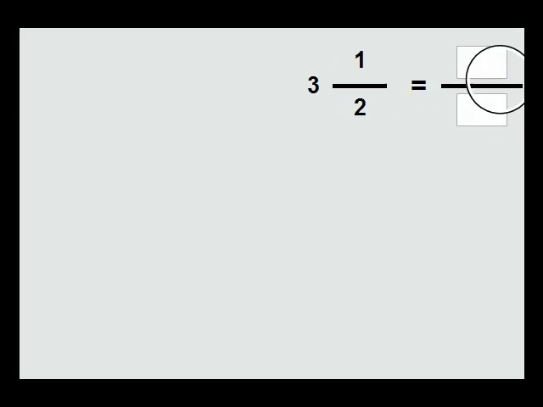Let's try that with another number. 2 2/3. So let's begin by multiplying 2 times 3, which is 6. We'll write that up here because we're going to add 6 plus 2. So we get 8. And our denominator is still going to be 3. So our fraction here is 8/3.